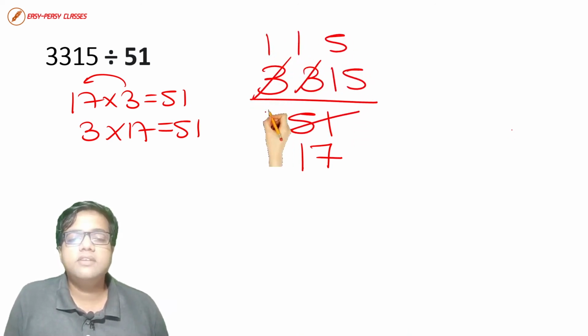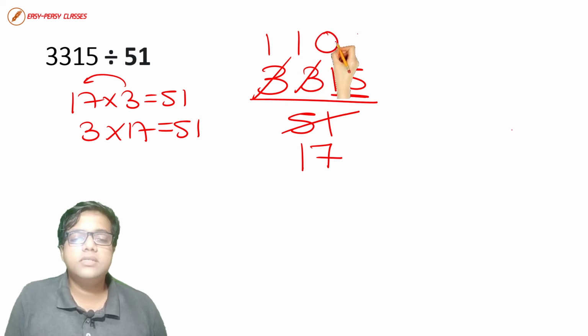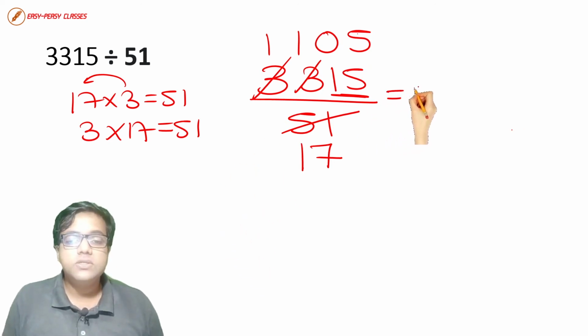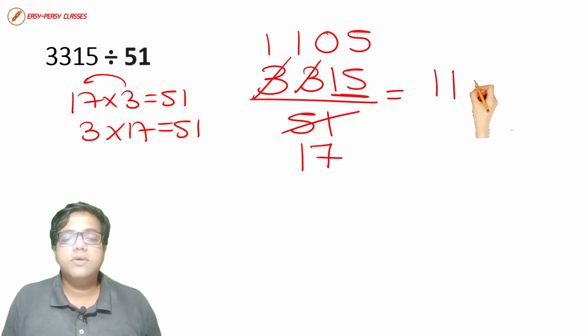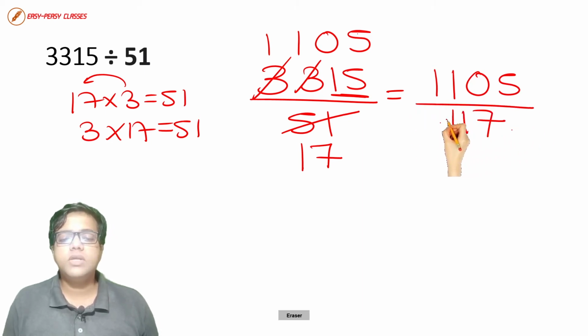You can't write 3 5s are 15 there because you are taking two numbers after the first division, so you will have to put a 0. You are taking two numbers together, so you will write 3 5s as 15. So let's go ahead. 1105 by 17.